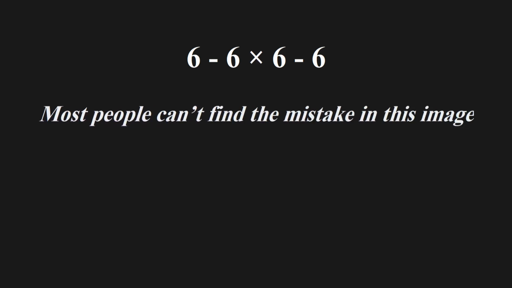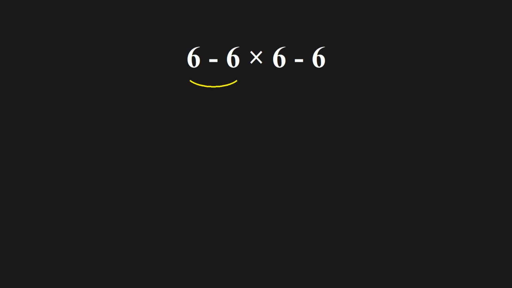In this mini vlog, 6 minus 6, which equals 0, times 6 minus 6 equals 0. Now we have this problem, 0 times 0, which equals 0. But this answer is not correct, because according to the order of operations, we must do the multiplication and division, then do adding and subtraction.